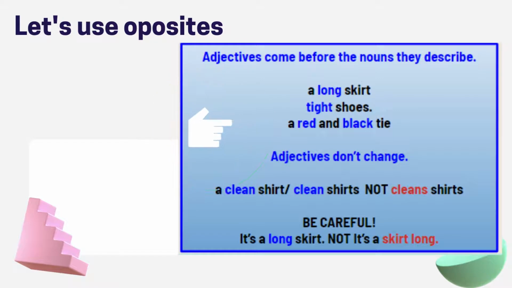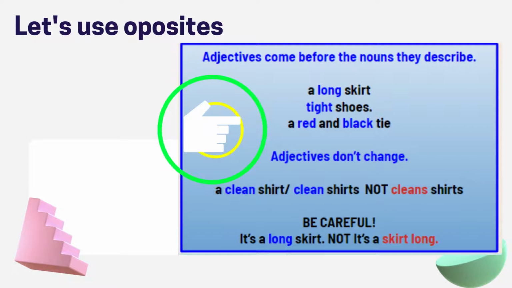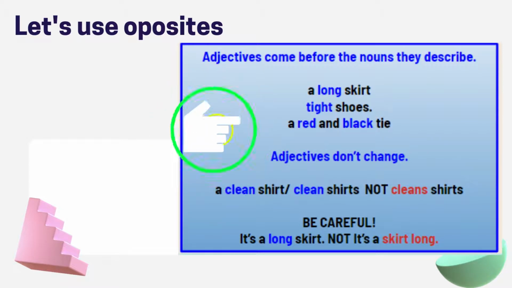Whenever we use opposites, it is important that we learn how to organize adjectives. Remember that the adjectives come before the nouns that they are describing. For example, a long skirt, tight shoes, a red and black tie. The adjectives do not change. A clean shirt, clean shirts. Not cleans shirts. Be careful. It's a long skirt, not a skirt long.